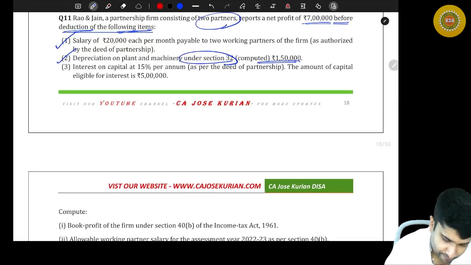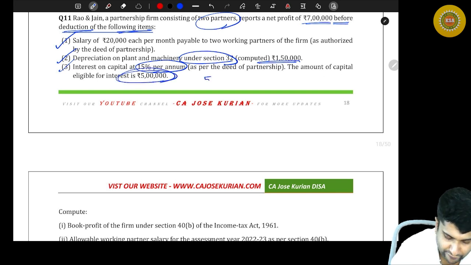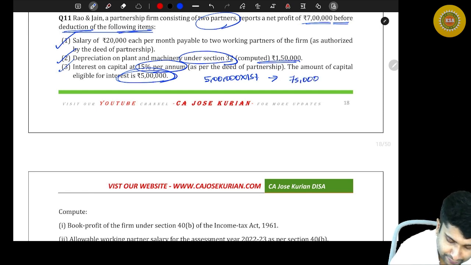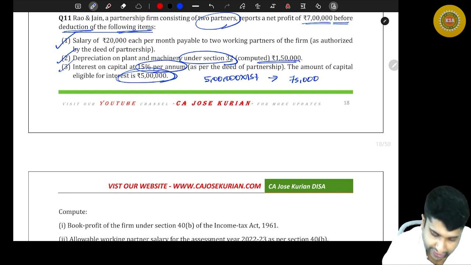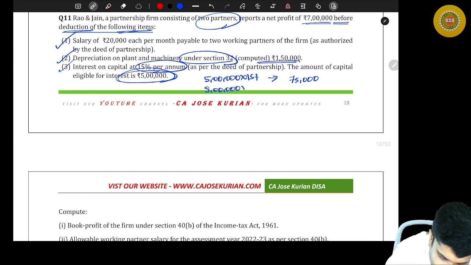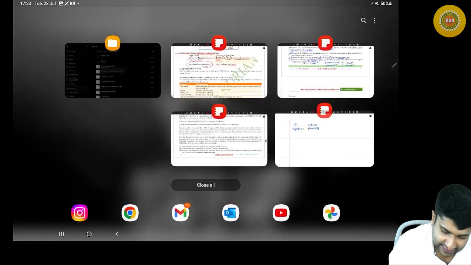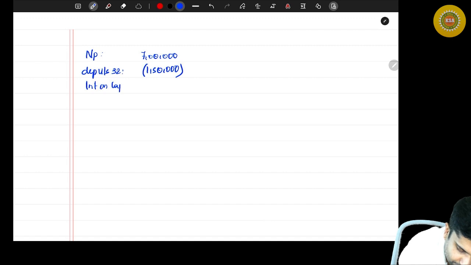Now, how about the next one? Interest on capital at 15% per annum as per the deed of partnership. The amount of capital eligible for interest is 5 lakh. So they have actually paid 15% on 5 lakh as interest. And how much will be the amount? 75,000. But you cannot claim the entire 75,000 paid as a deduction. Why? Only 12% is allowed as deduction. That means how much at 12%? 60,000. So only 60,000 is allowed as deduction for the partnership firm. We are computing the total income of the partnership firm. Okay, so only 60,000 is allowed as deduction.